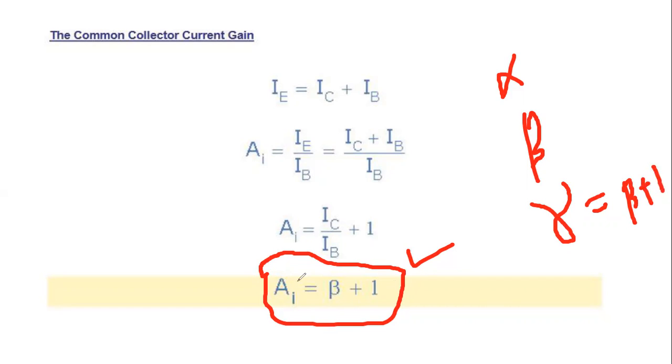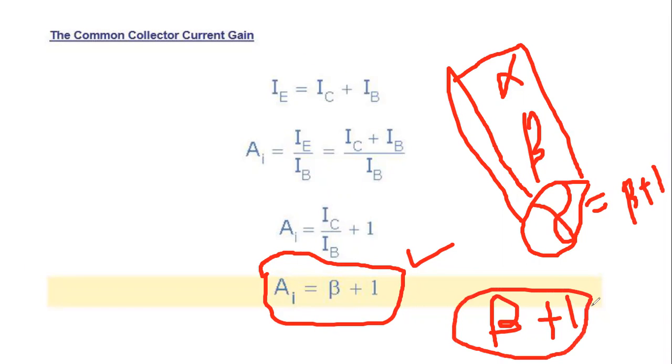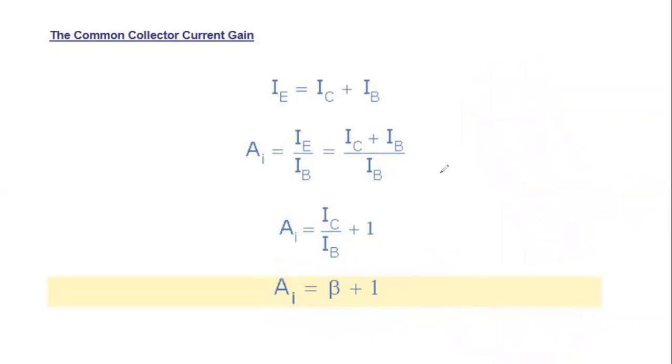But gamma is not basically used, because it might confuse you with the other specific parameters. So gamma is nothing, just beta plus 1. That is the current gain in the common collector circuit. The common collector circuit is not so important in terms of operation. It is used in impedance matching.